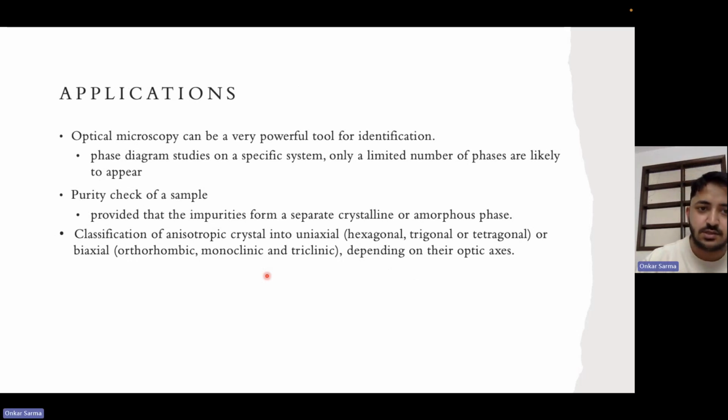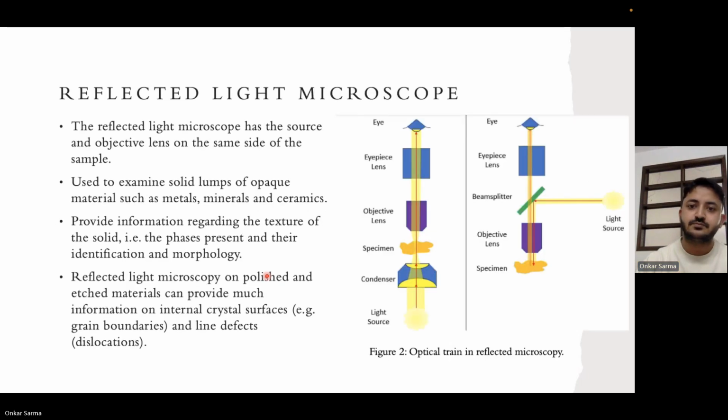Other applications of this microscope involve phase diagram studies, where a limited number of phases are likely to appear. We can also check the purity of a sample, provided that the impurities form a different phase than our sample of interest. Classification of anisotropic crystals into uniaxial or biaxial, depending on the optic axis, can also be done with this microscope.